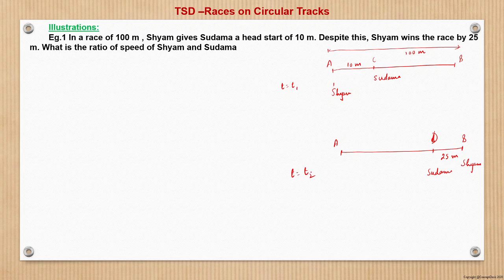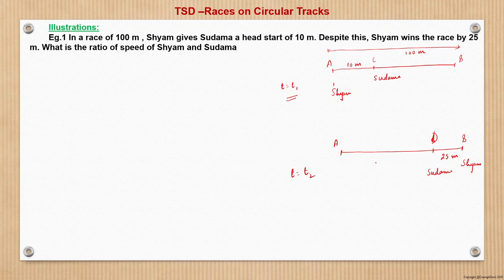When the race finishes, when Shyam reaches point B, at that time Sudama is at point D, which is 25 meter away, I mean 25 meter before. So now see, this is a picture of the positions of the racers at time t is equal to t1, and this is the picture at time t is equal to t2.